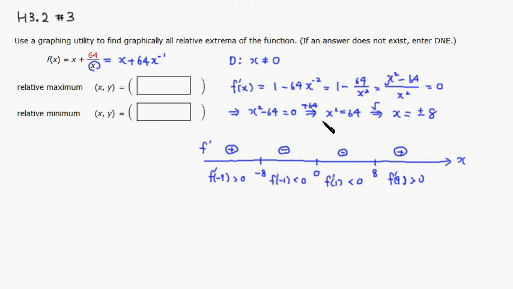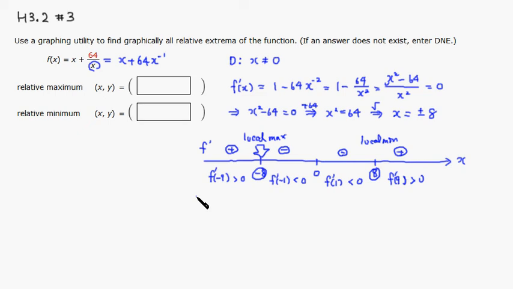So the critical numbers are a negative 8 and a positive 8. Then we can see that at negative 8, positive turns into negative, so you have a local maximum there. And at positive 8, it's actually negative turns into positive, so you're going to have a local minimum there. So let's find the corresponding y value just by plugging in.